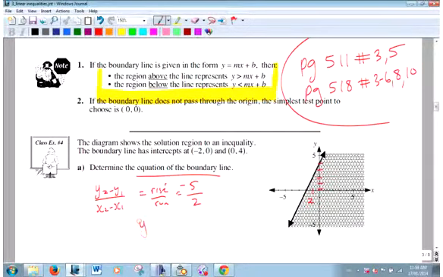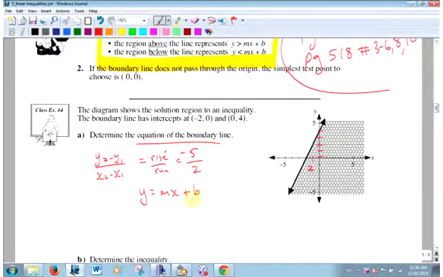That's the slope. We want to write an equation in this form: y = mx + b. All I need is the y-intercept, and I'm done. What's the y-intercept? Oh, look, it's right there. Where x is 0, that's the y-intercept. So there's the equation of the boundary line. If I'm writing an inequality, do I want to have an equal in there? Yes.